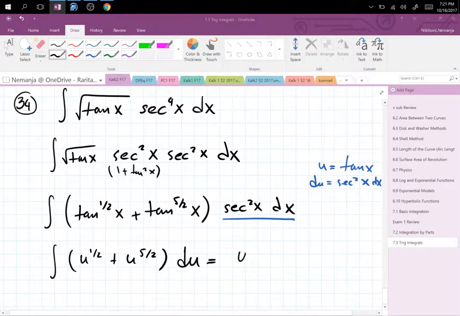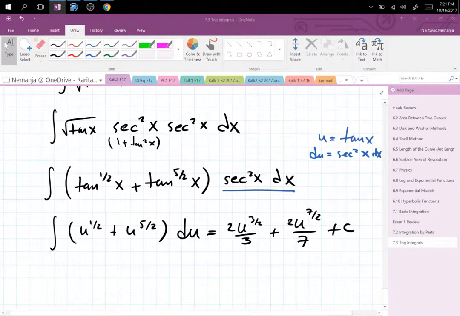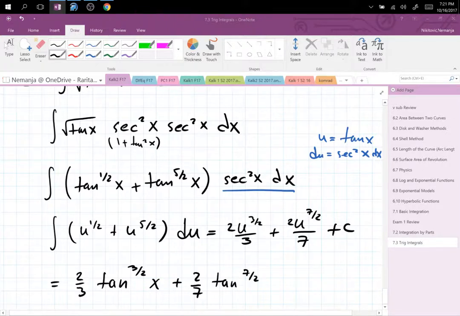which is u to the 3/2 divided by 3/2 plus u to the 7/2 divided by 7/2 plus c, and we bring back tangent. So we get 2/3 tangent to the 3/2 x, plus 2/7 tangent to the 7/2 x, plus c.